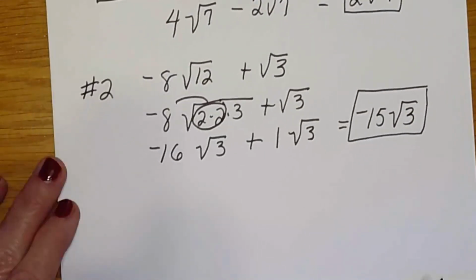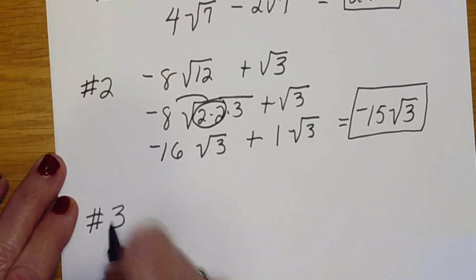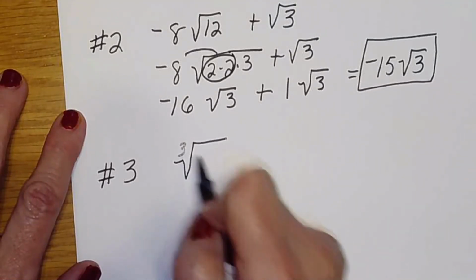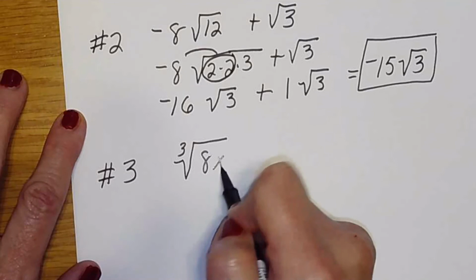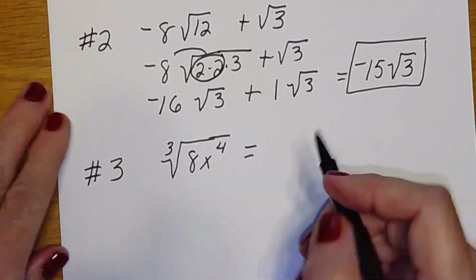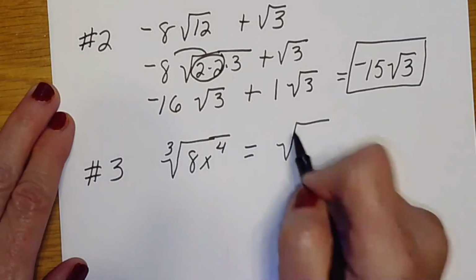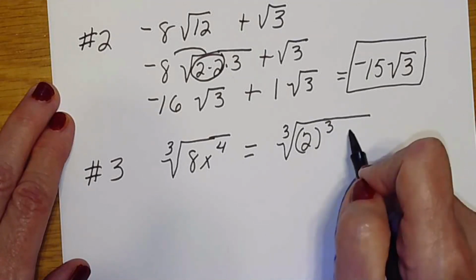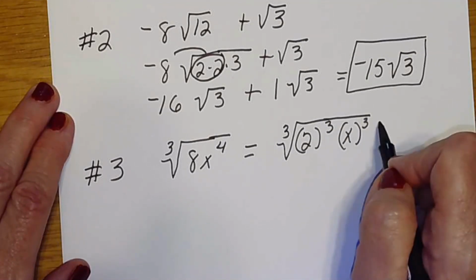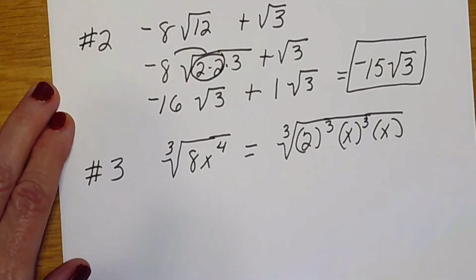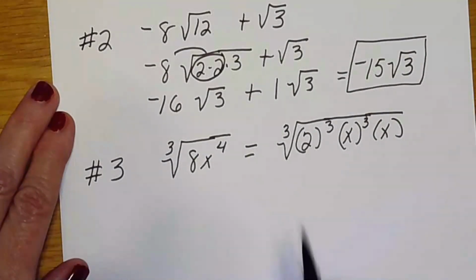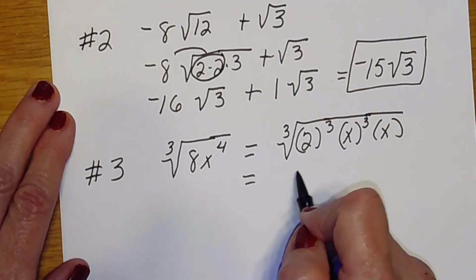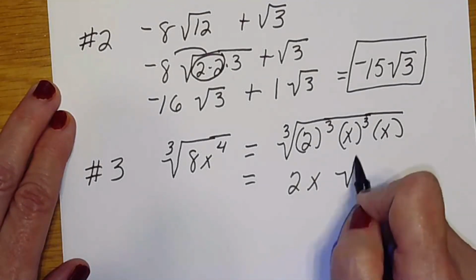Now let's look at a third example. The cube root of 8 times x to the 4th power. I'm going to rewrite this as cubes. 8 is 2 cubed, x cubed, and then times another x. We're simplifying this a little bit easier way. I know I can take my cubes out, so I wind up taking a 2 out and an x out times the cube root of x.